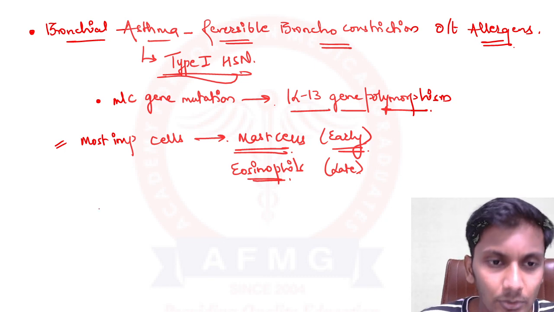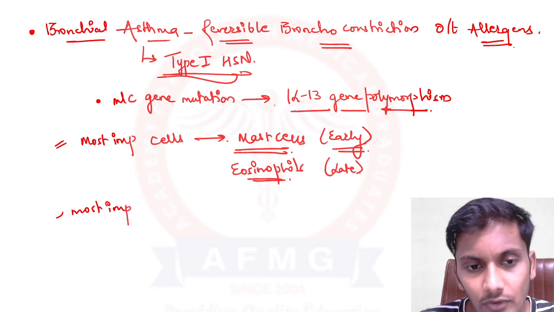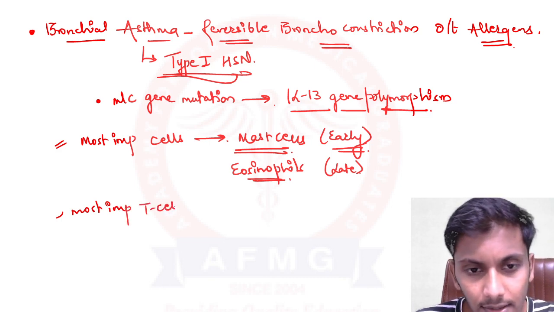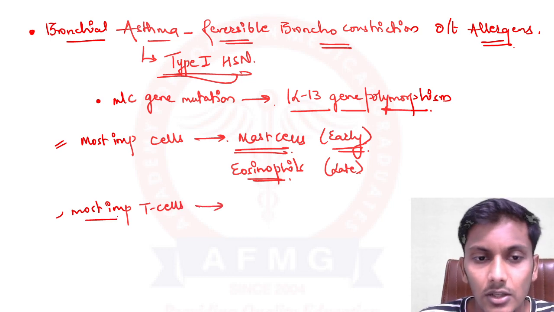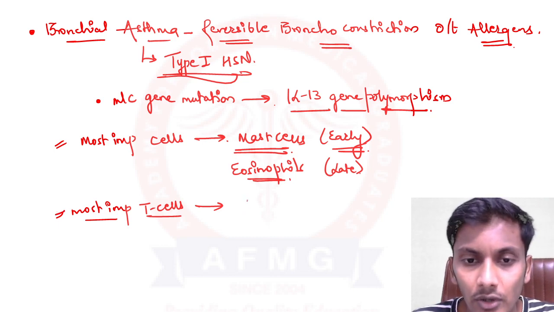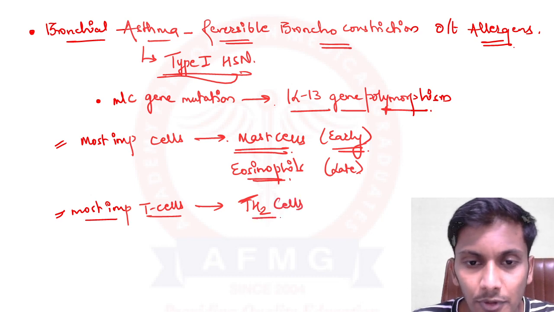Important one. Next question can be the most important T cells. As we all know, T cells mediate this reaction. So which are the most important T cells in type 1 hypersensitivity or bronchial asthma? Those are your type 2 helper cells. So please remember, the answer would be type 2 helper cells.